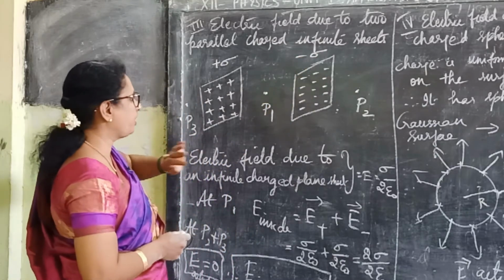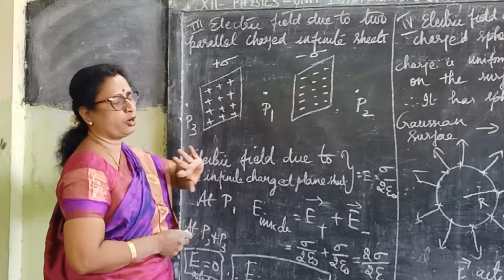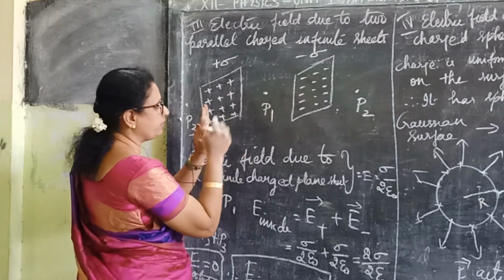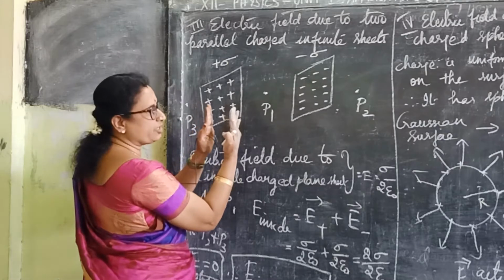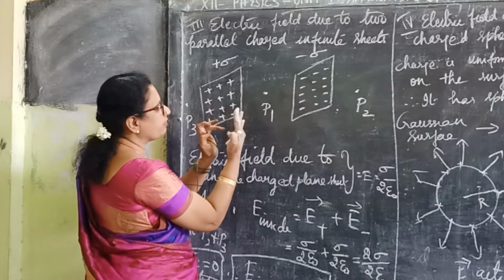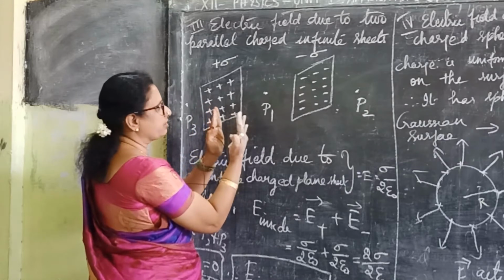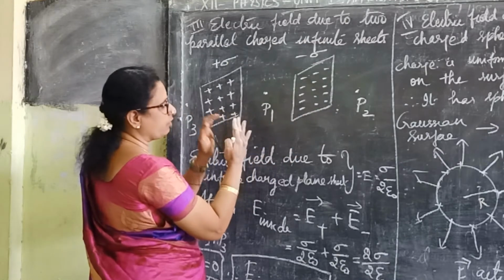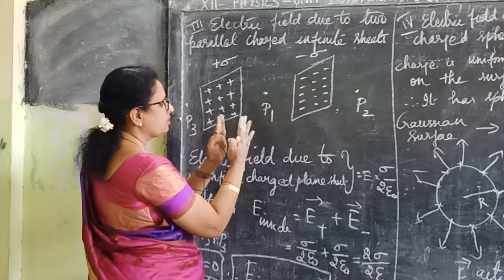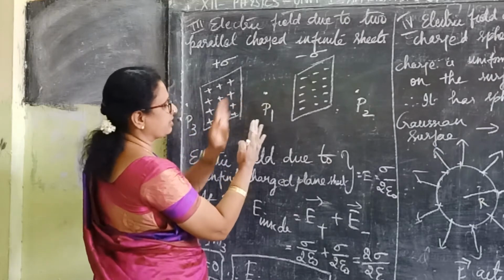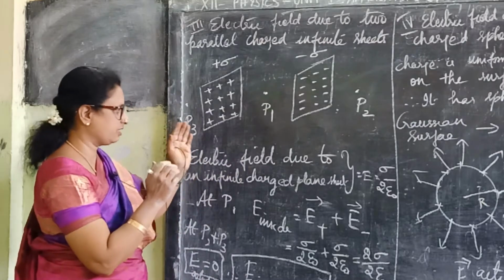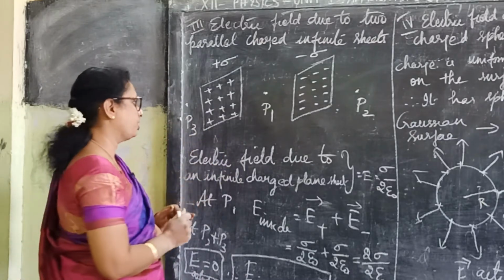Now we are going to find the electric field at three different points. One, P1, which is present in between the two plane sheets. These are the two plane sheets and the point P1 we are taking in between them. And P2 and P3 we are taking outside the plane sheets, one on either side. So P2 we are taking this side and P3 we are taking this side. We will find out separately for these three points.